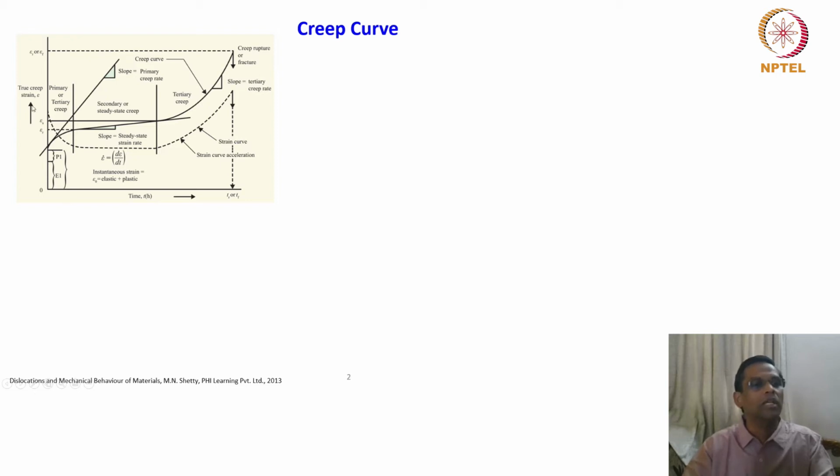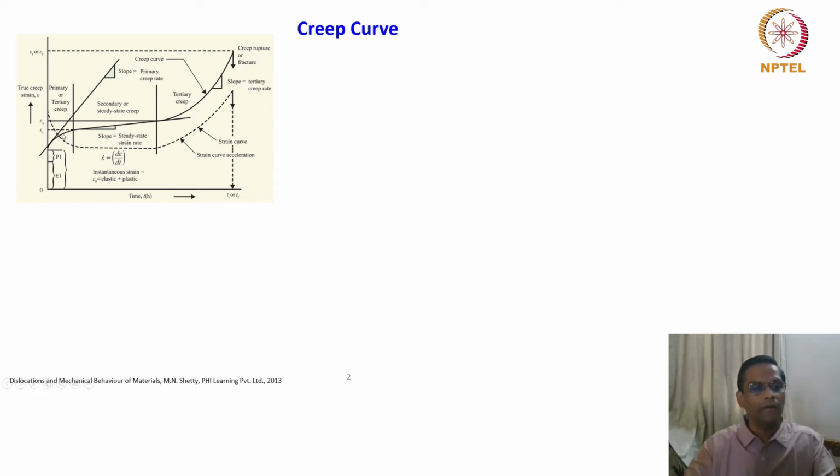So what is being plotted? It is a true creep strain epsilon versus time t in hours. So the creep curve goes like this. What is shown here is instantaneous strain. That is what is written here. You can have an elastic component as well as a plastic component. So time dependent elastic strain or recoverable strain, time dependent plastic strain, or non-recoverable strain. So these are two interesting components.